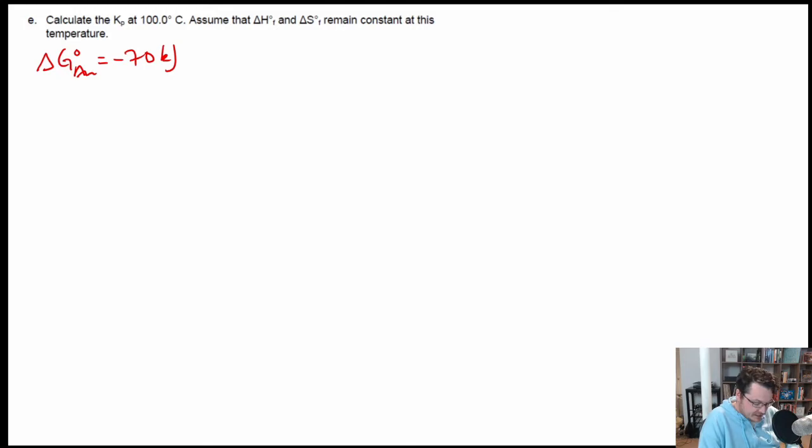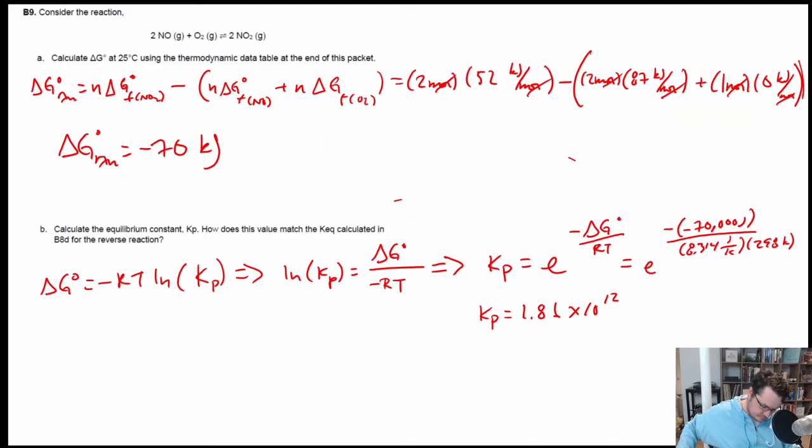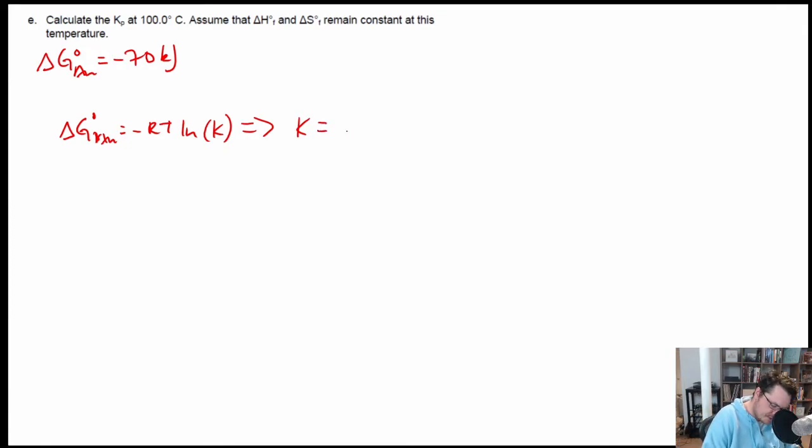And so what we can simply do is use the equation that we have, where delta G of the reaction is equal to negative RT ln K. The only thing that's different now is the temperature is 100 degrees Celsius, so 373 Kelvin. We take all of that and rearrange it. I did that here already for part B. So what we have is ln K is equal to negative delta G over RT.